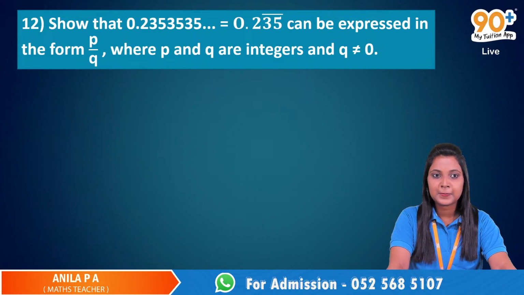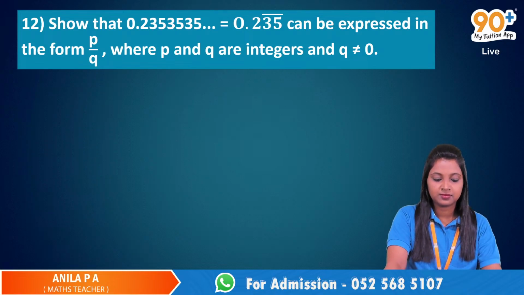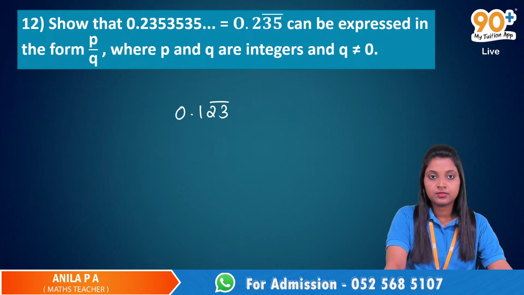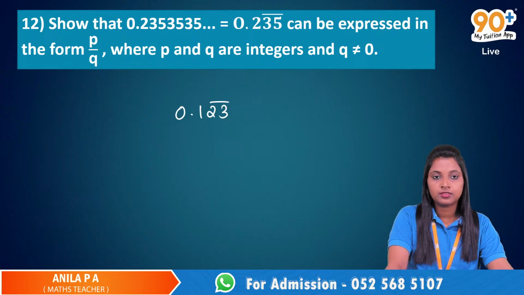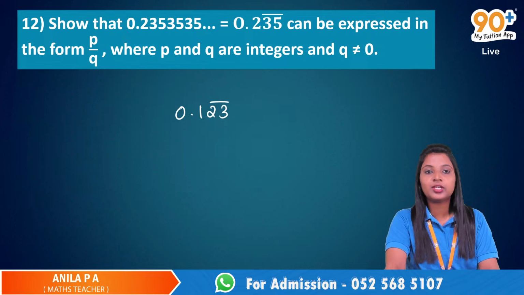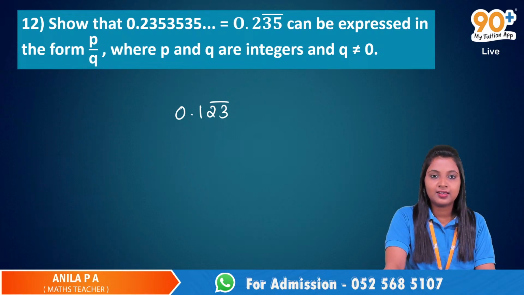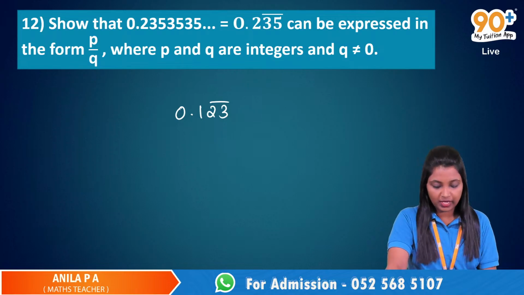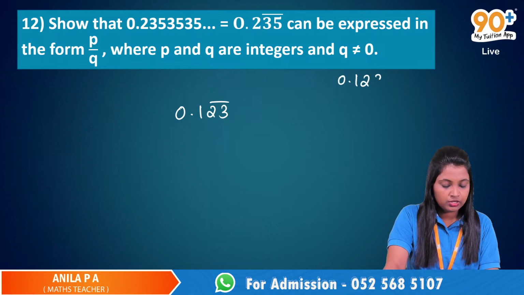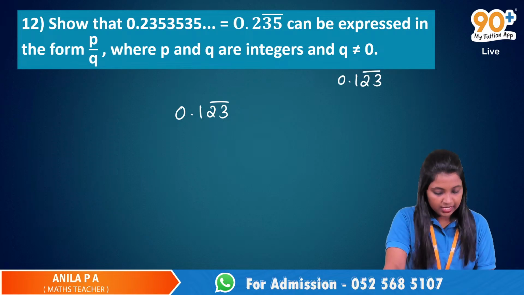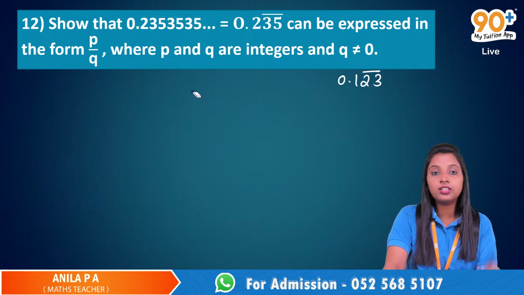We have a worksheet for this chapter, and in that we have a question saying: express 0.123 bar, where the bar is only on 2, 3, in the form P by Q, where P and Q are integers and Q not equal to 0. This question is very similar to that question, right? Yeah, but I'm getting a real big number, so how do we do this? Yes, we can solve this question, and then you will understand. Let's solve this question first.